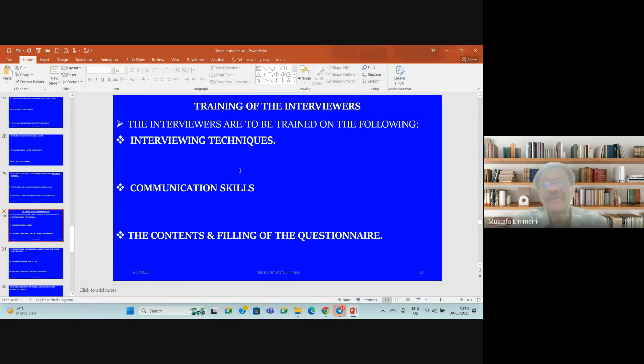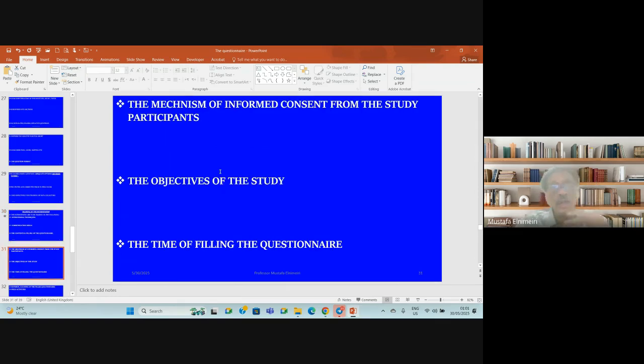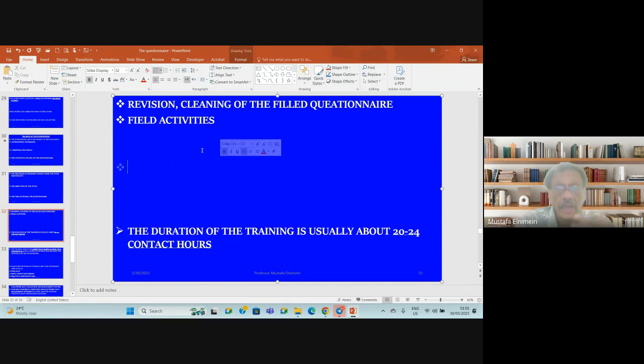Then we'll talk about the training of the interviewers. It's very important that the interviewers are trained before starting the field work. They should be trained on the interviewing techniques, the communication skills, the contents and filling of the questionnaire, as well as the mechanism of informed consent from the study participant, the objectives of the study, and the time of filling the questionnaire, as well as revision and cleaning of the field questionnaire, and how to conduct field activities. Usually the duration of the training is about 20-24 contact hours.